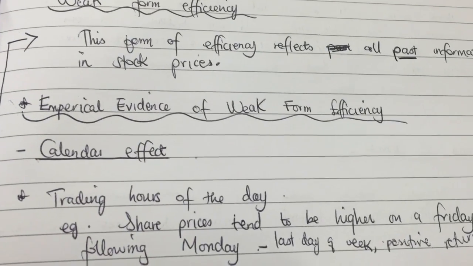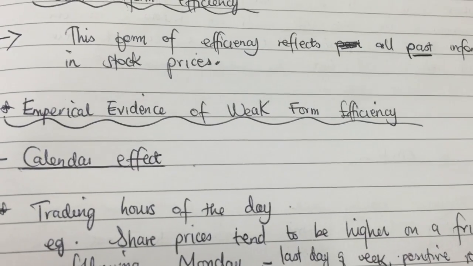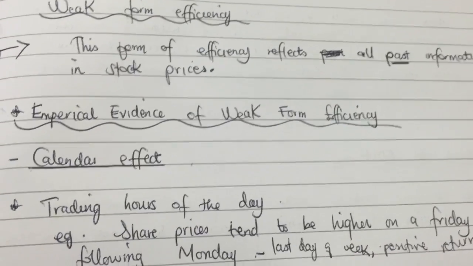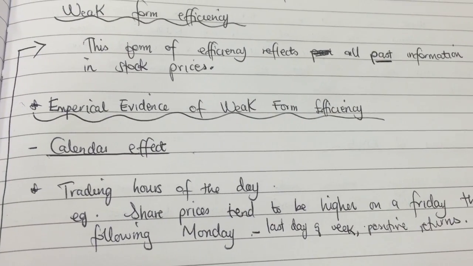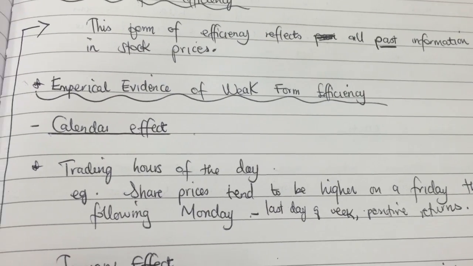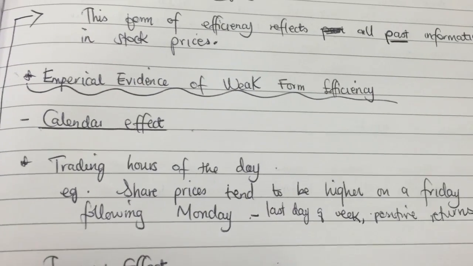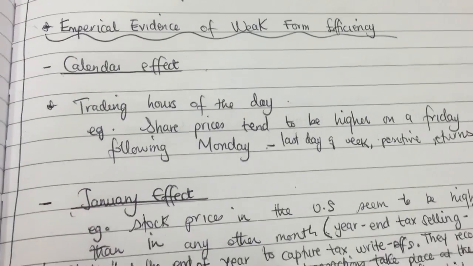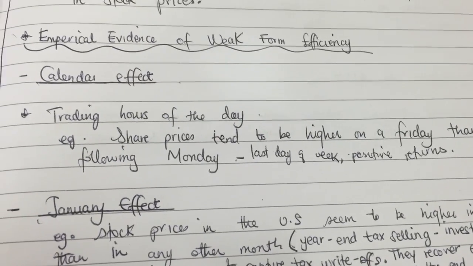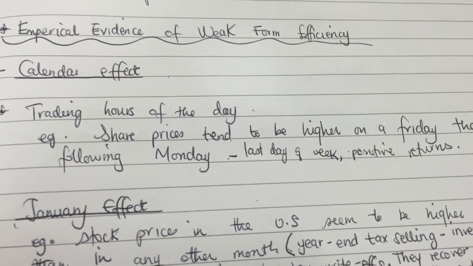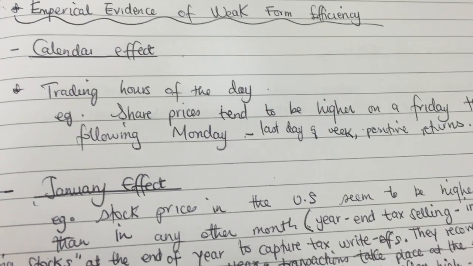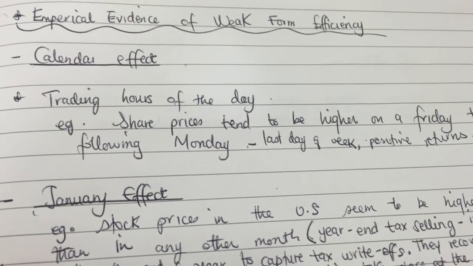So, she titles it in the lecture slides as empirical evidence of weak form efficiency. Which basically means evidence. What is the evidence that shows that it is of weak form? So, we start with the calendar effect. And this is something that comes popular. If you look at question 8C, there's an example there which we'll come back to.